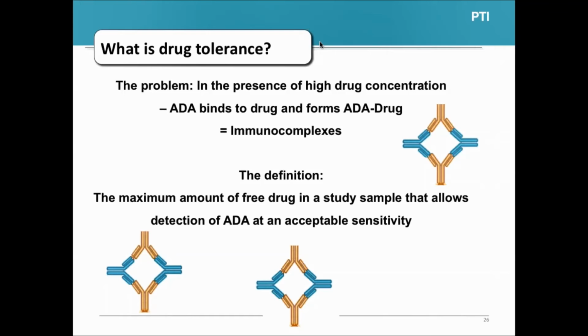And so what people do when they realize that that could be an issue, because in a lot of cases you have PK data available as well, and if you see that your drug all of a sudden has a shortened lifespan, and in a lot of cases that is because it is broken down by the immune system quicker in this immunocomplex, you have to look at how well your anti-drug antibody assay is actually drug tolerant, and the definition there is the maximum amount of free drug in a study sample that allows detection of anti-drug antibody at an acceptable sensitivity.